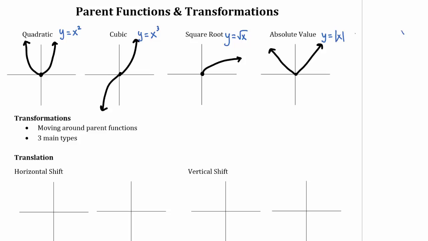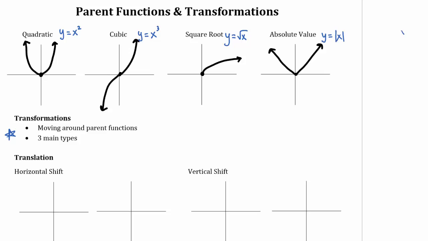So all this means is that each quadratic function has the same general shape, but when we use transformations, we start moving them around and flipping them upside down, stretching, shrinking, stuff like that, and we'll get into that in a minute. But all cubic functions have this general shape, square root, and absolute value is always that V shape.